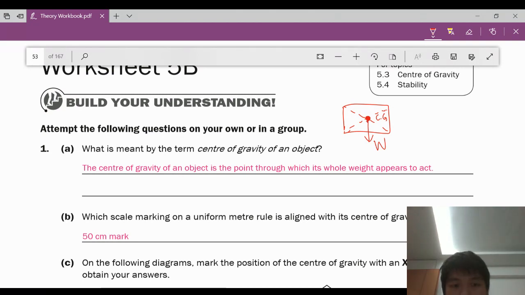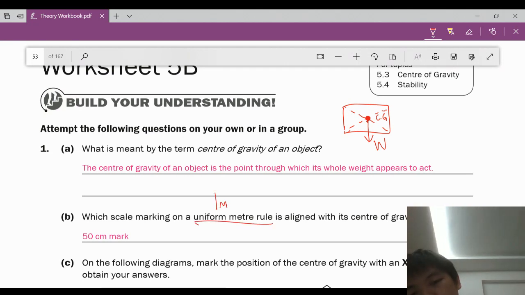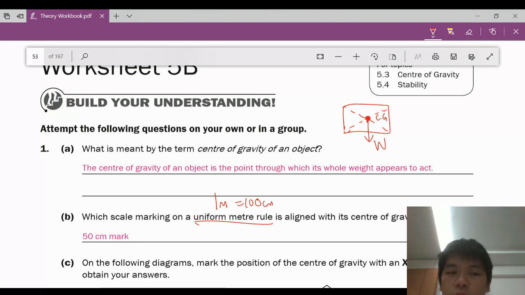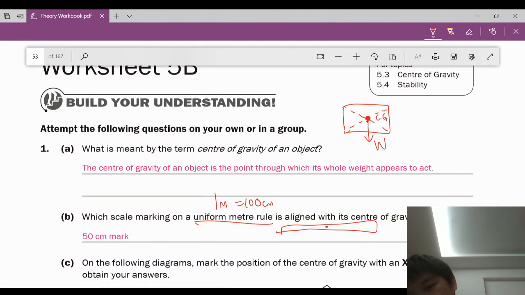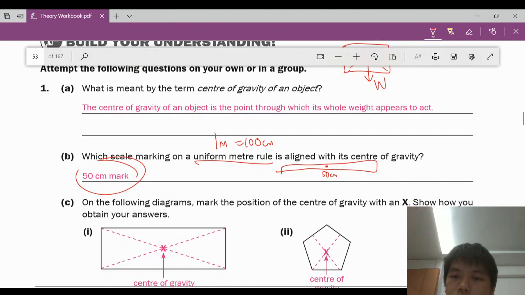Okay. Which scale marking on the uniform meter rule is aligned with its center of gravity? Meter rule means it's 1 meter or 100 cm. So we have a meter rule, we take the middle mark. If this is your ruler and you want to find the center of gravity, it is usually at the 50 cm mark. So, 50 cm mark. Okay.